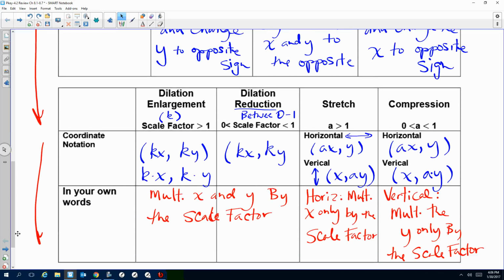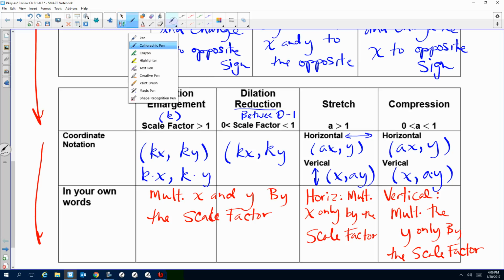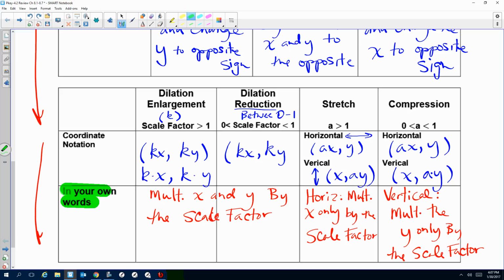Then for dilation, make sure you recognize when it's an enlargement. That's when the scale factor, that's our symbol k, is greater than 1. Reduction is when it's between 0 and 1. And so we're multiplying. Understand that this is happening whether it's a fraction or a number greater than 1. You're going to multiply the x and the y by the scale factor for an enlargement or dilation.